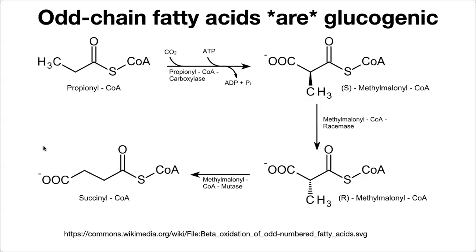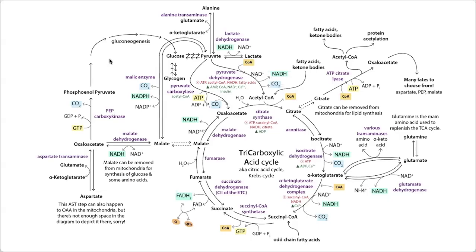This has the consequence of those odd-chain fatty acids actually being glucogenic. That is, we can use them to synthesize net glucose. This is because it's an anaplerotic reaction, replenishing something from the citric acid cycle, so that we can then take out malate to convert to oxaloacetate to go and make glucose from.